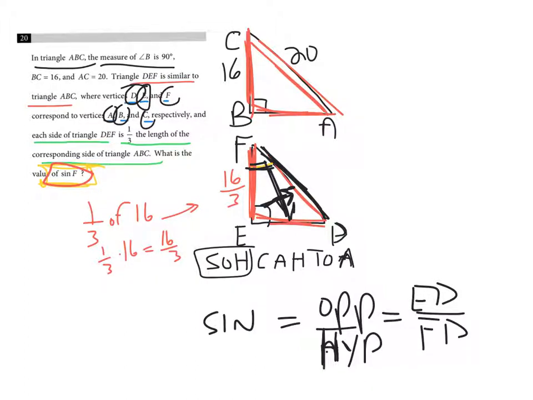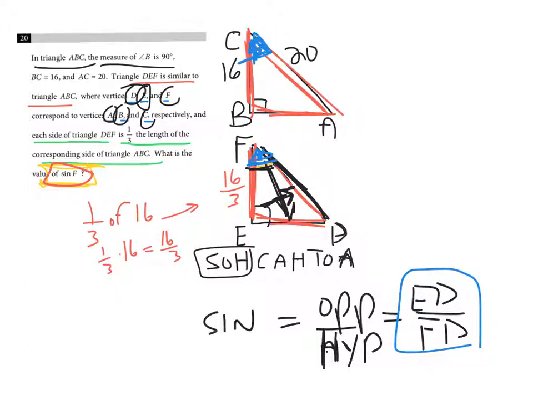But these two triangles are similar. And since they're similar, the sine of angle F is going to be exactly the same as the sine of angle C. See, in trigonometry, the ratios, the fractions are true.